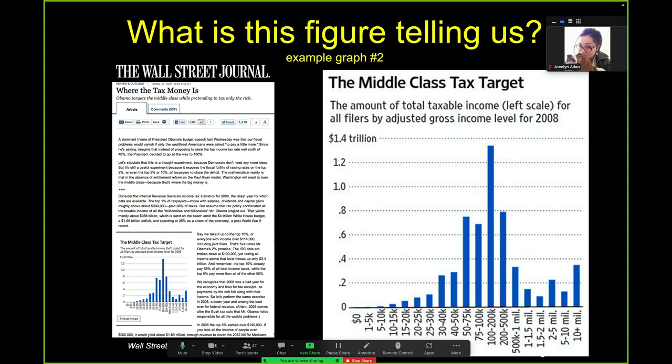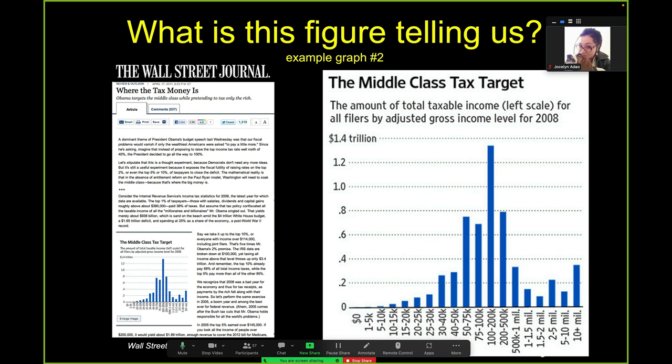The first bar on the far left is people making no money. So that's $0 width, which is kind of weird. The next bar is people making $1,000 to $5,000 a year. So that bar is $5,000 wide. The next one is 5 to 10. That's also 5,000. The next one, 10 to 15, 5,000. 15 to 20, okay. So here the things are kind of seeming fair. And then we get up to 25 to 30.